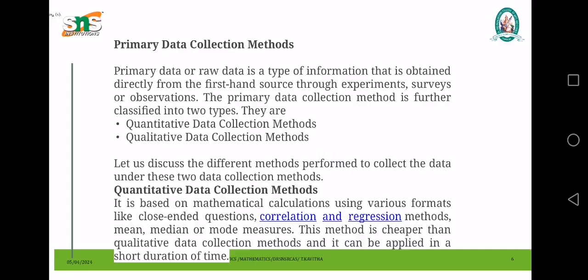Primary data collection methods. Primary data or raw data is a type of information that is obtained directly from the first hand source through experiments, surveys, or observations. The primary data collection method is further classified into two types. They are quantitative data collection methods and qualitative data collection methods. Let us discuss the different methods performed to collect the data under these two data collection methods.